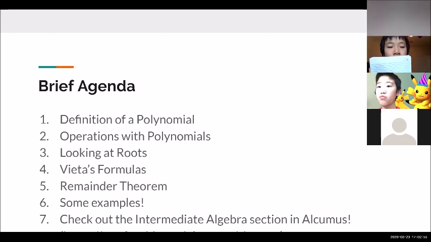Then Vieta's formulas, which are really common in math competitions. It's really important for y'all to learn them. Then the remainder theorem, which is a really beautiful theorem that also helps in a lot of competitions and in general, it helps a lot. Then finally, we'll be going over a few examples.